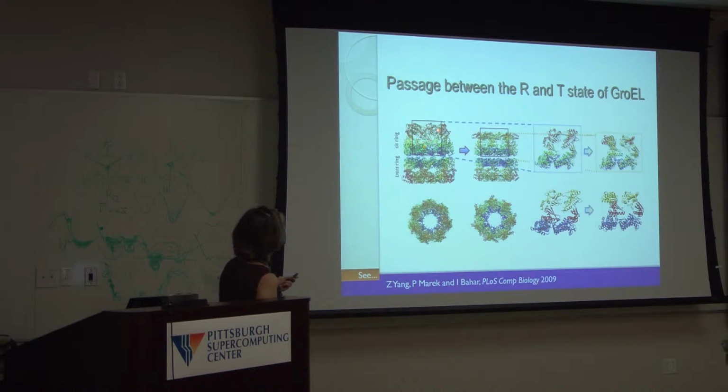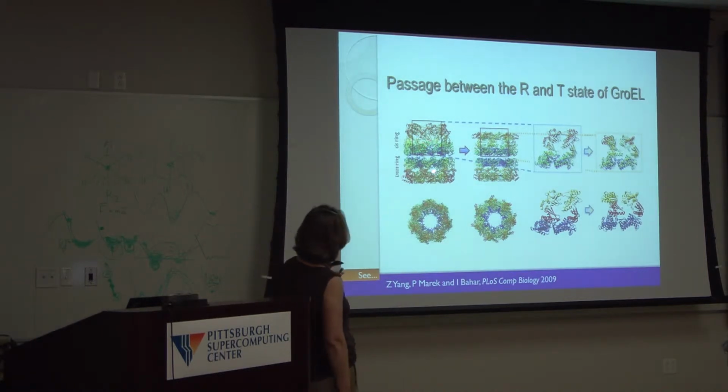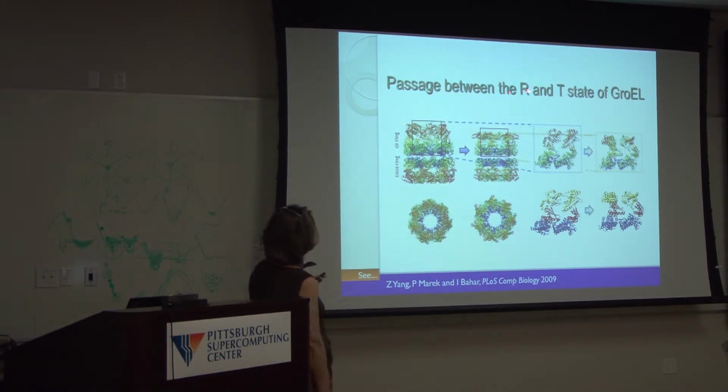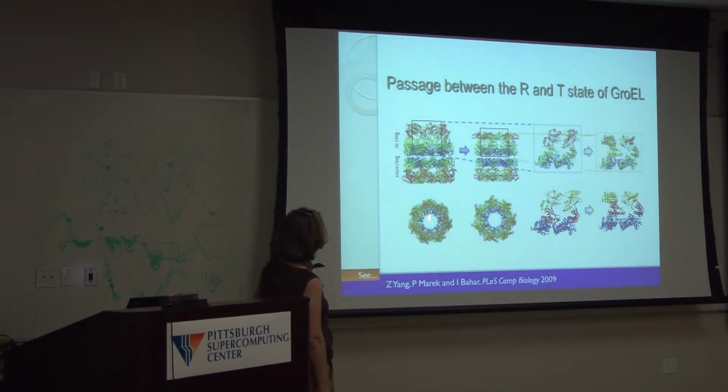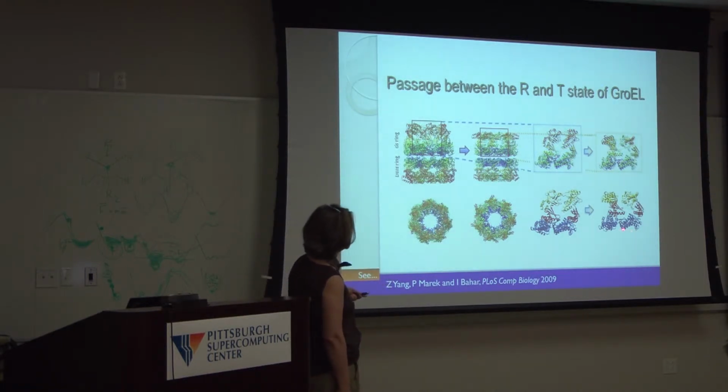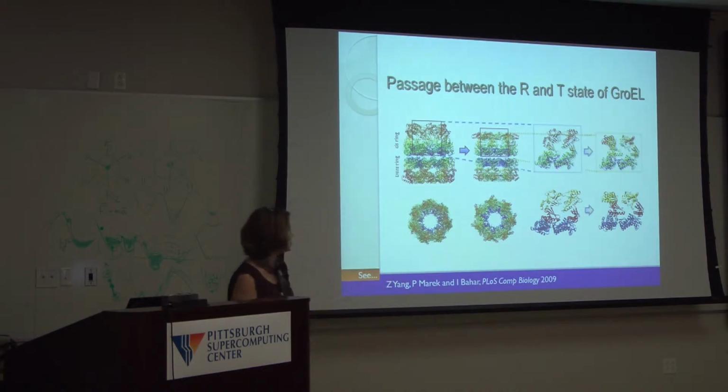Okay, so this is, again, my favorite molecular chaperone. It has the cis ring and trans ring, and this is the relaxed form and the tense form. There's a transition between them. I'm focusing only on the individual subunits, and you can see the alternative conformations that they have. This is the top view again, and these are the alternative conformations of the adjoining subunits in the relaxed and tense forms.